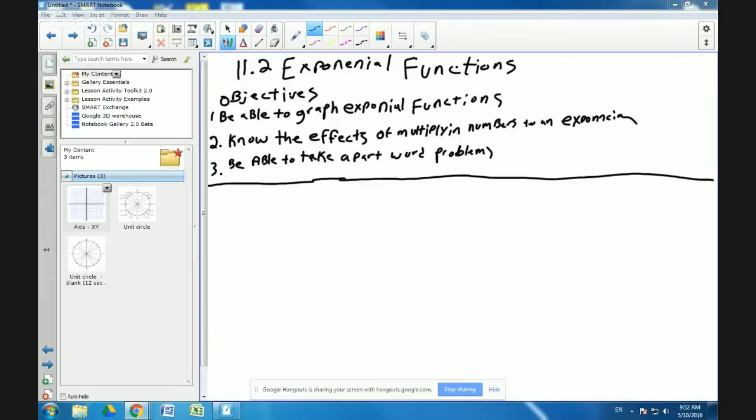Hi everybody, we're going over exponential functions. Today our objectives will be to be able to graph exponential functions, know the effects of multiplying numbers to an exponential, and to be able to take apart a word problem. So up to this point, we've gone over functions like y equals x^5.